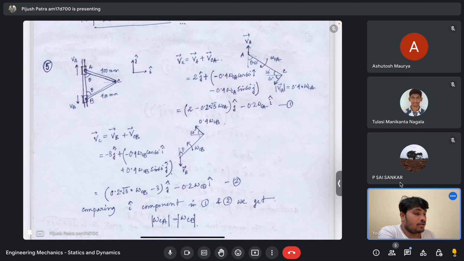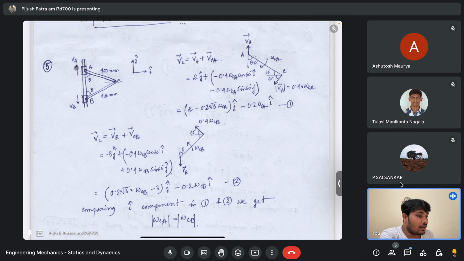Okay, so you have the VA and VB in that fashion. Now you take the rod AC and then draw the velocity diagrams. So A point has the velocity in upward direction, that is VA, and I am assuming that this rod AC has some angular velocity which is omega CA. That is what I am assuming.